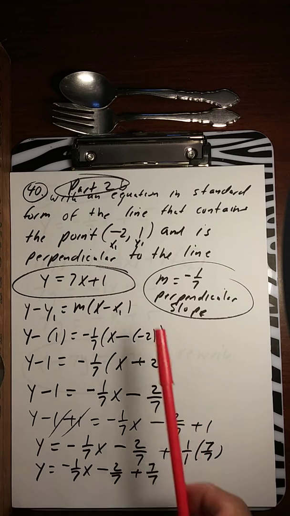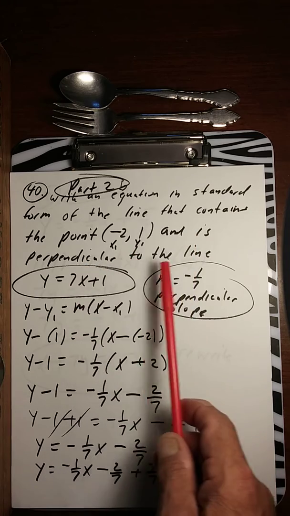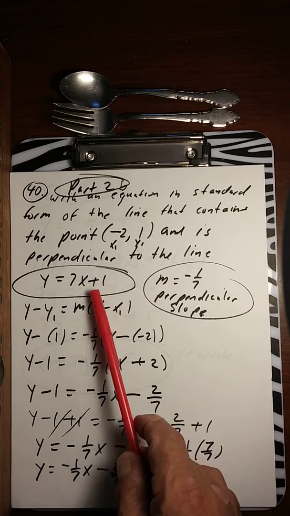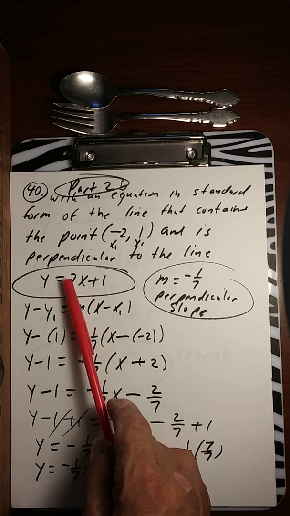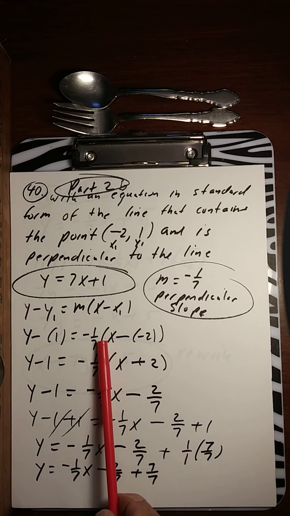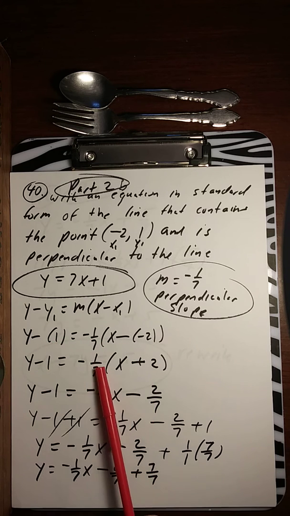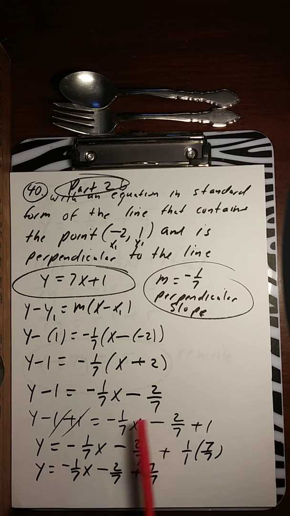Write the equation in standard form of a line that contains the point (negative 2, 1) and is perpendicular. Perpendicular means the slope is going to be the reciprocal of this, 1 over 7, and it's going to be the opposite. Positive is going to be a negative 1 over 7. Put the points in there. y minus y1 equals negative 1/7 times this. Negative 1/7 times that. Negative, positive. That's going to be negative 1/7x, negative 2/7. Add 1, add 1.